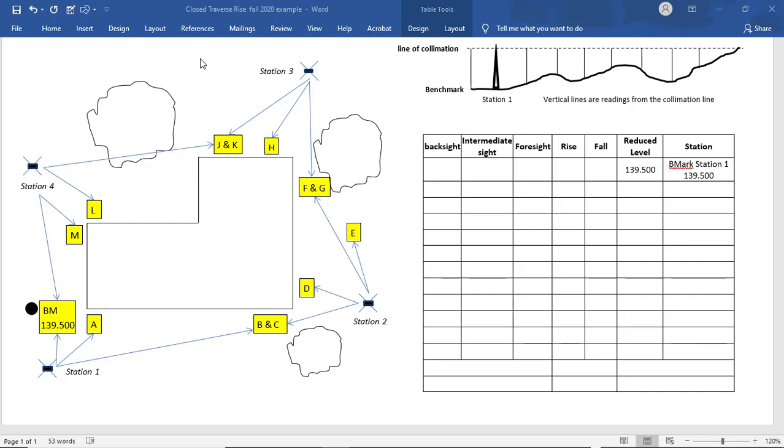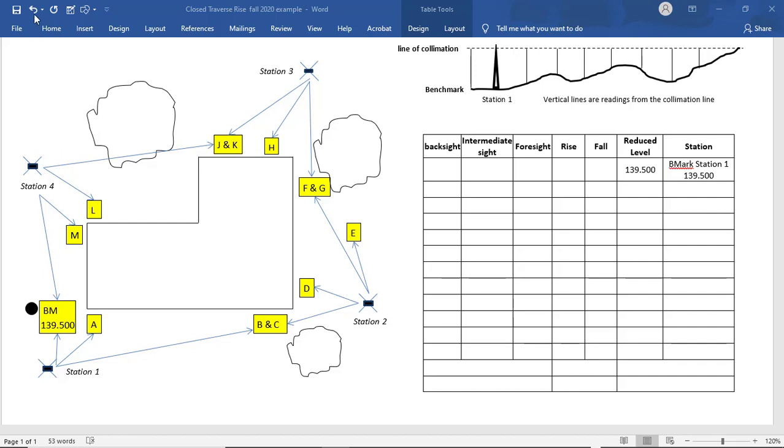Hi everyone, today we're looking at a closed traverse for a rise and fall booking sheet. A closed traverse is where our survey starts at the benchmark at station one. We go around a building, which could be for drainage heights. We've got a second station, a third station, a fourth station, and our last reading goes back to our benchmark. So that's our closed survey, closed traverse.